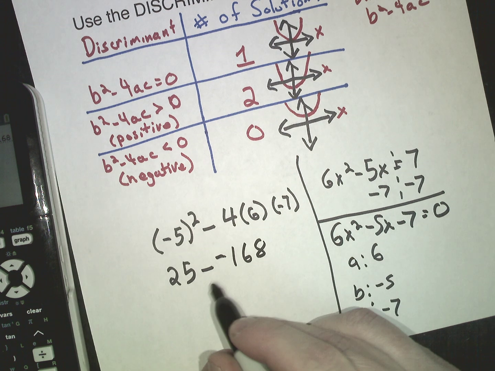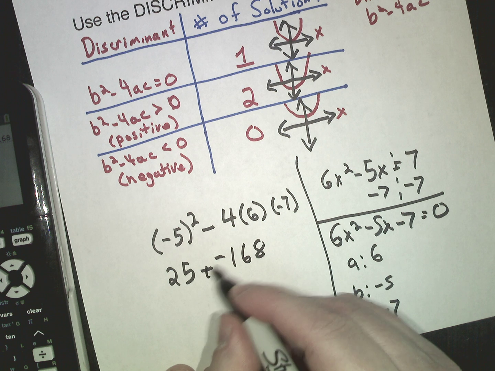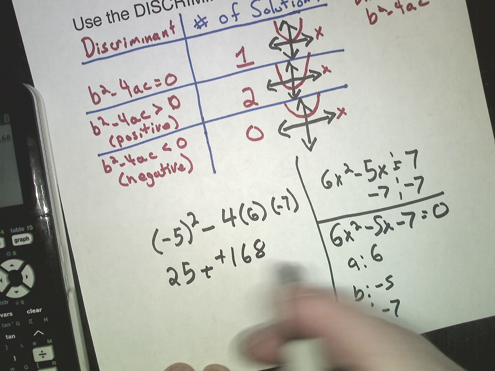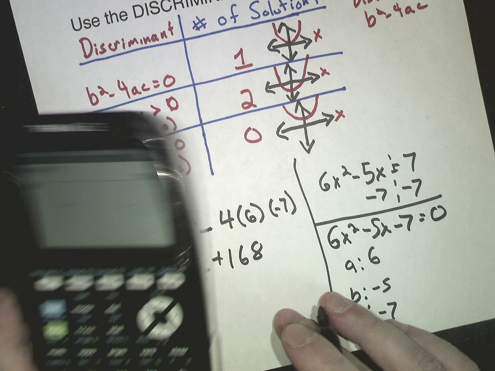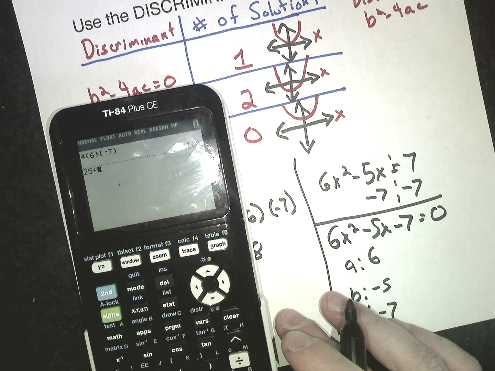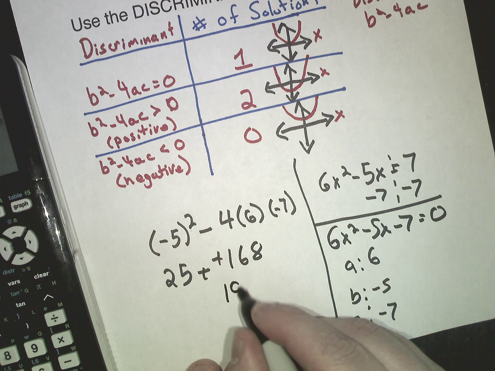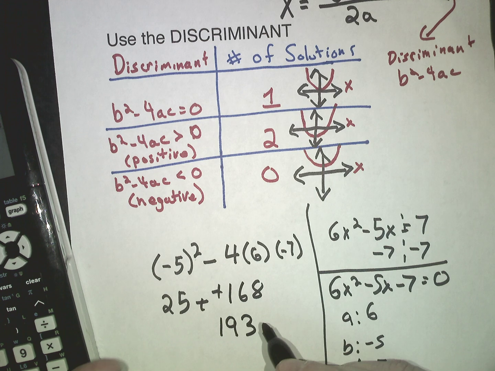Now if you remember keep, change, change: minus a negative, keep, change. This turns into that, 25 plus 168. At this point, you may recognize this is definitely going to be a positive number. But let's say we don't know that. Okay, so let's say we say 25 plus 168. It's 193, a positive number. So this is a positive number, so it has to be 2 solutions.